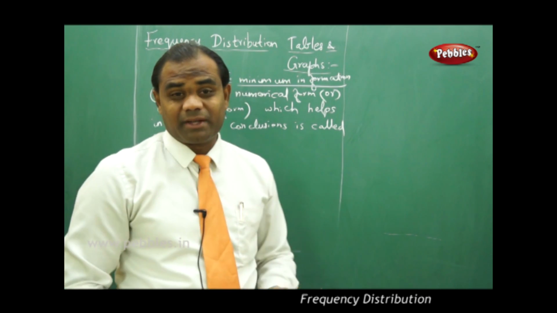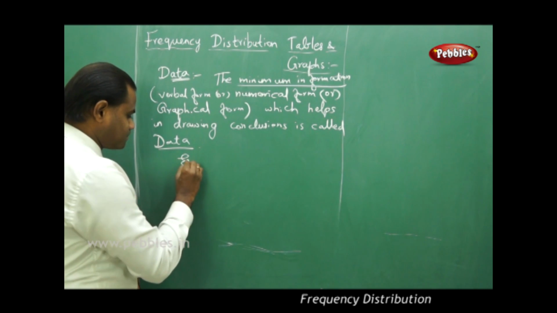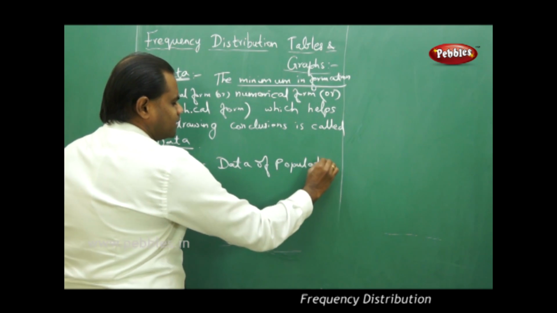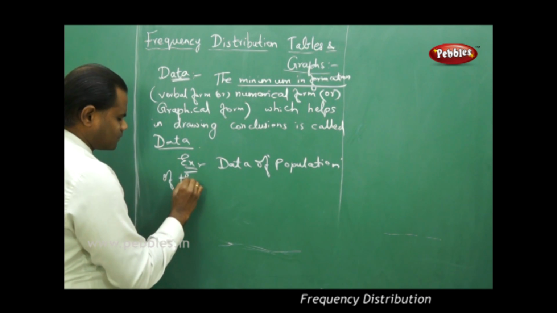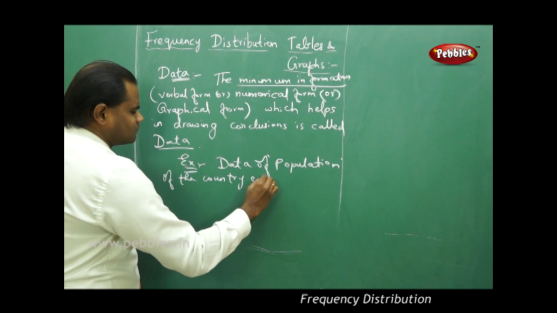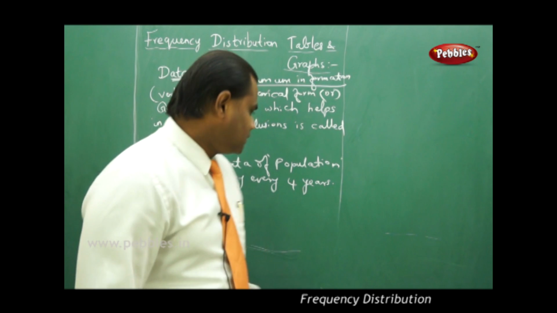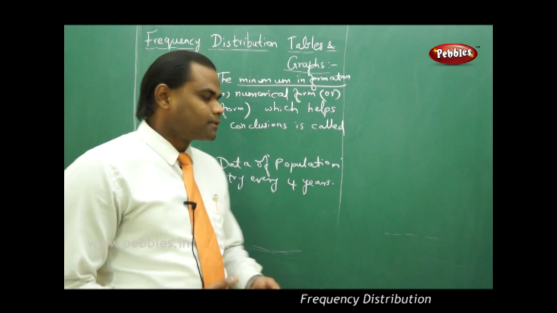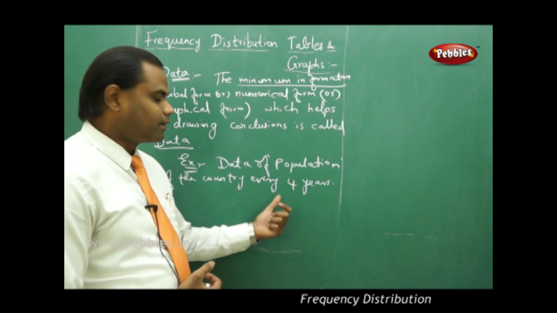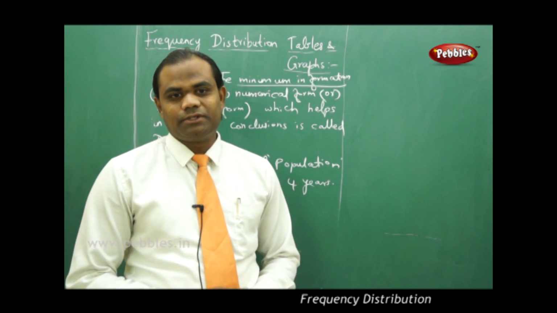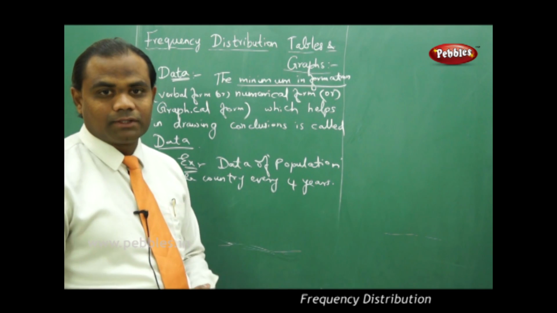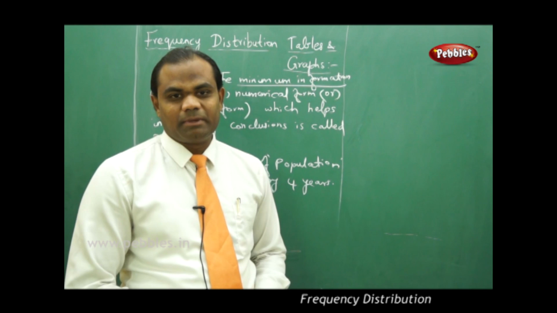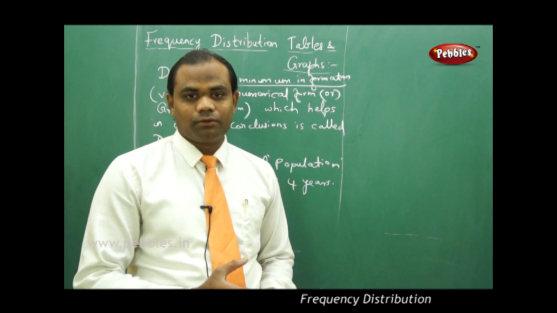And the drawing of conclusions can be in various ways. So let's take an example: data of the population of the country every 4 years. Let's see how data is collected and how we can draw conclusions. In this example, I collect the population of the country every 4 years through the census, which happens in the governmental department every 4 years. That recorded data can be used as the best example of how data collection is done and how conclusions are drawn out of it.